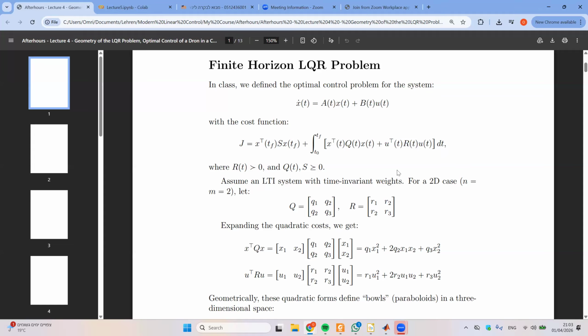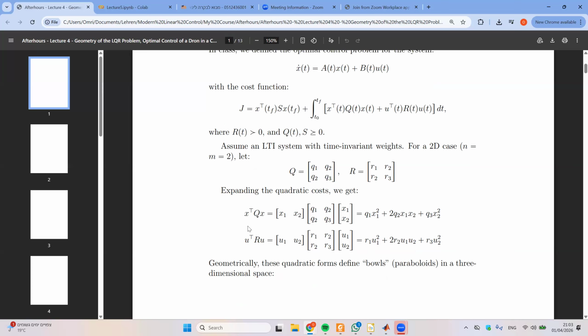So let's take n equal to m equal to 2. So we have the state in R2 and we also have two inputs. So two variables in the state and two inputs. In this case, Q will be this symmetric matrix, R will be this symmetric matrix. And when we explicitly write X transpose QX, this is what we get.